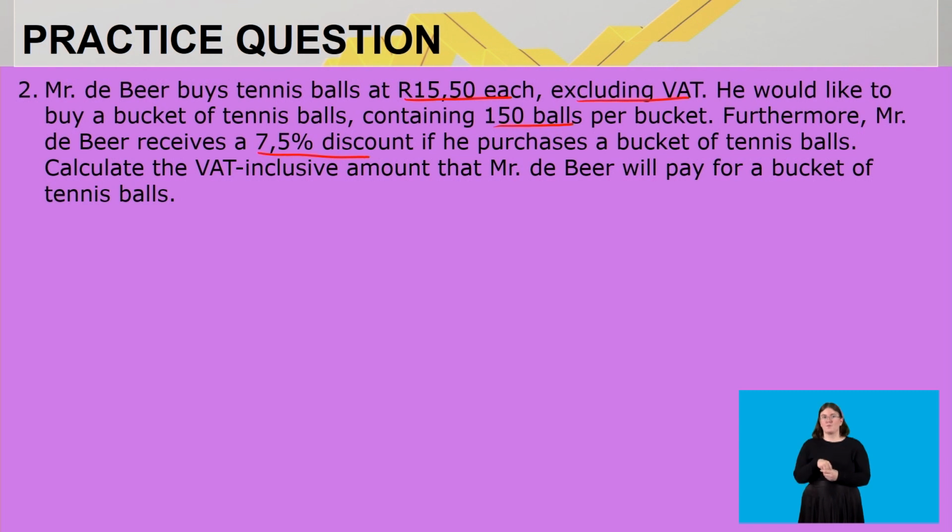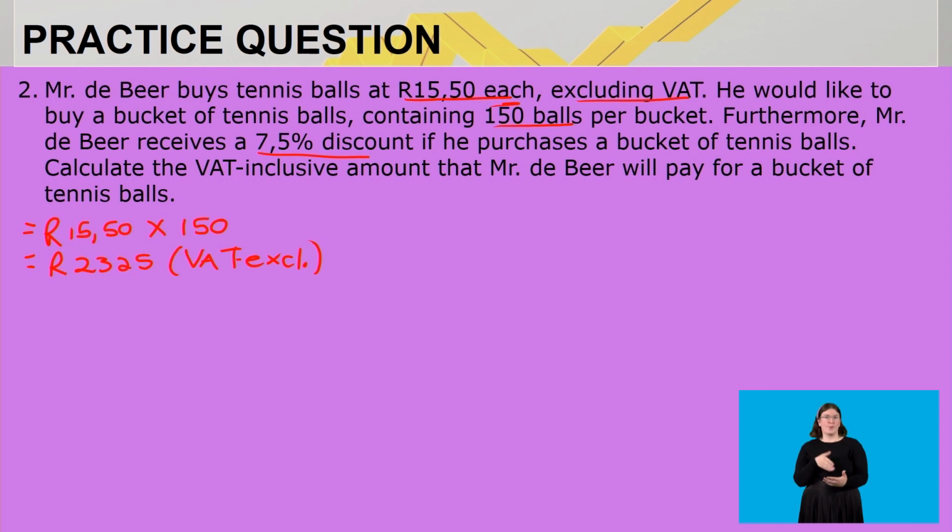All right, so my first starting point will be to see how much a bucket of tennis balls will cost him. We know the unit price that is indicated by each, right? So therefore, I'll start off by indicating 15 Rand and 50 cents multiplied by 150 tennis balls. So that will take us to an amount of 2,325 Rand, right? This is for the bucket, and this is VAT exclusive. We agree on that? That's your VAT exclusive amount.